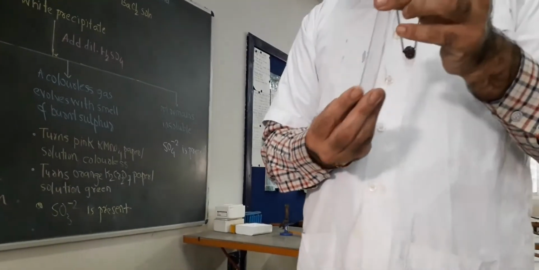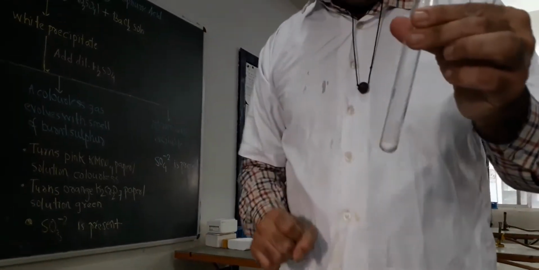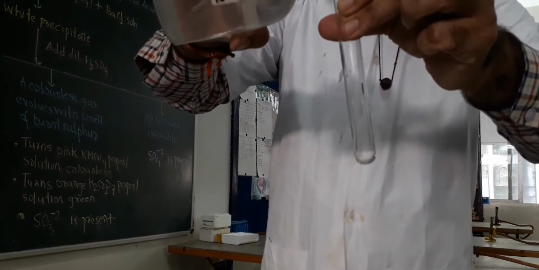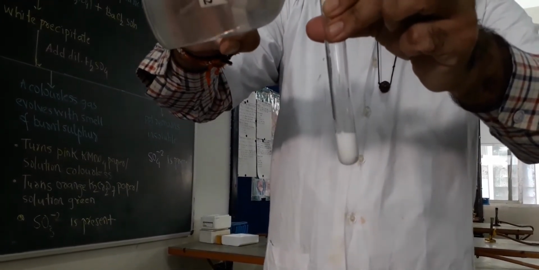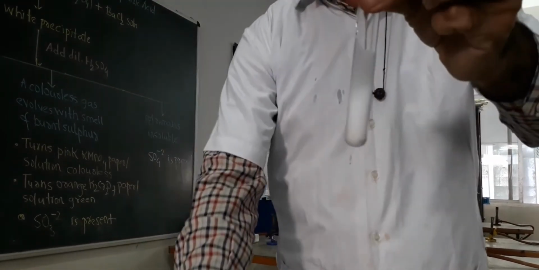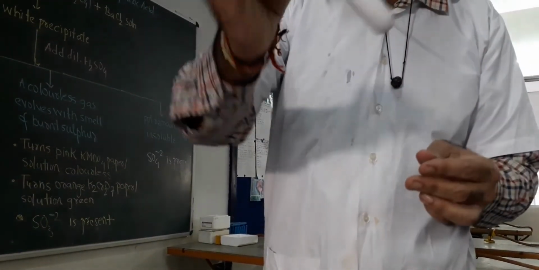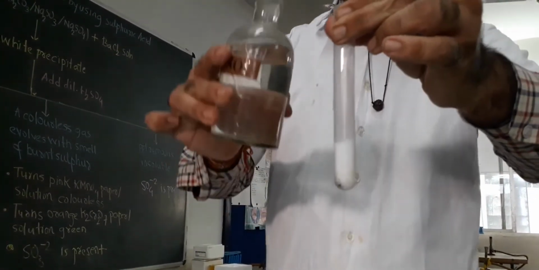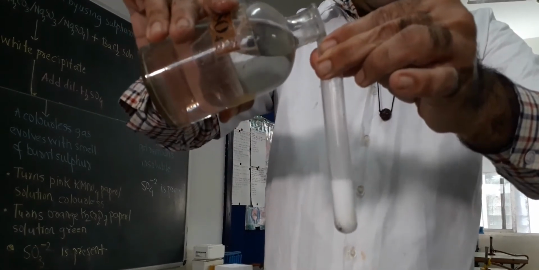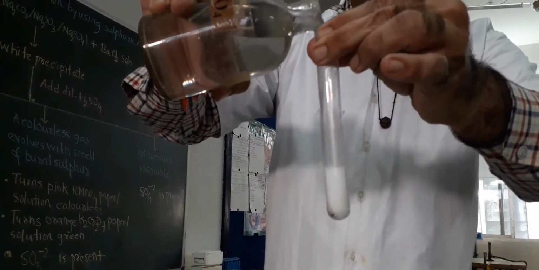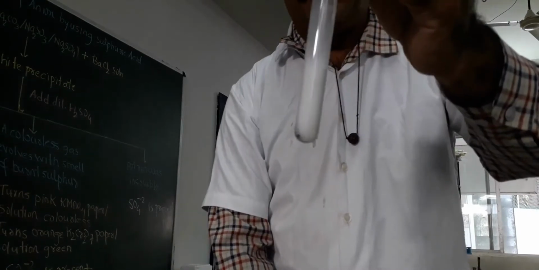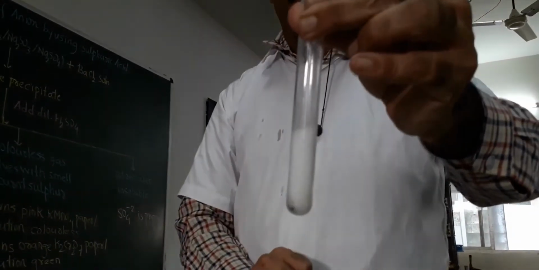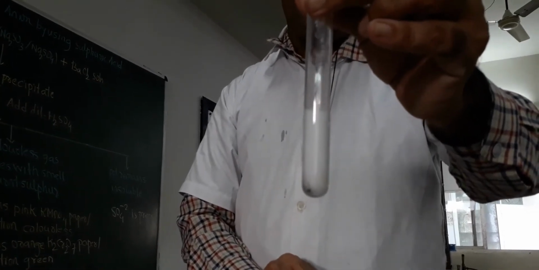Now I'll take sodium sulfate salt solution. To that I am adding barium chloride again. You can see a white precipitate has been formed. Now to this, let me add dilute H2SO4. You observe that the precipitate remains insoluble. So this indicates the presence of sulfate radical in the salt.